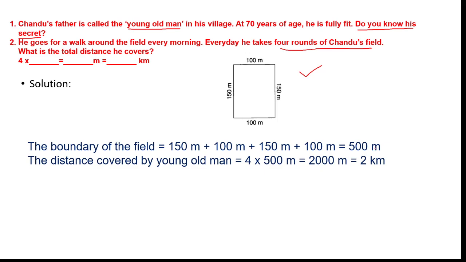The boundary of the field will be 500 meter, and you can see what is written here. He takes 4 rounds of Chandu's field. So in one round he covers 500 meter. In 4 rounds, how many meters will he cover? 2000 meter, which is equal to 2 kilometer, because 1 kilometer equals 1000 meter.